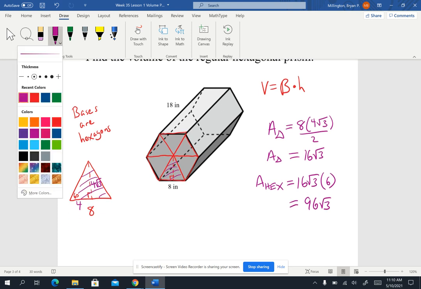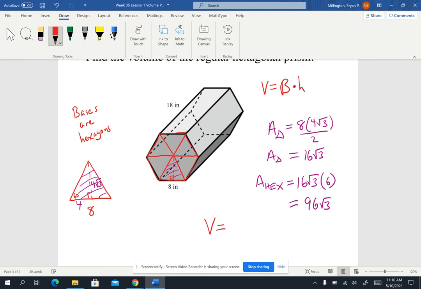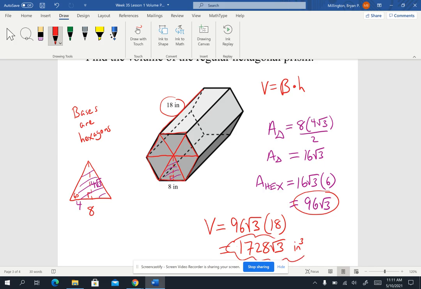All right, now going back to volume. Volume is the area of the base times the height. Well, we just found that the area of the base, the area of the hexagon, was 96 root 3. So our volume is going to be 96 root 3. And then the height is like the length of the rectangles that are connecting the two bases. So in this case, the height is 18. So 96 root 3 times 18 is going to give us a total volume of 1,728 root 3. And that's going to be inches cubed, cubic inches there.